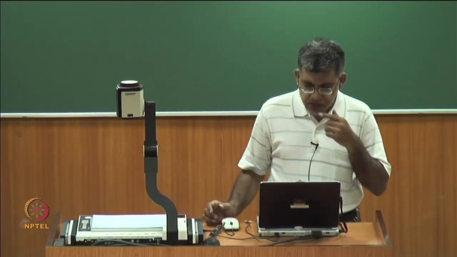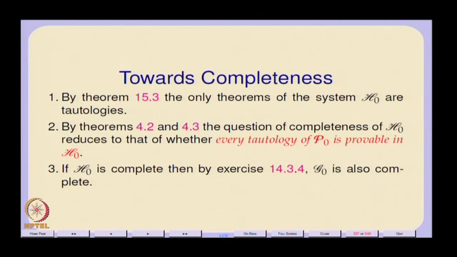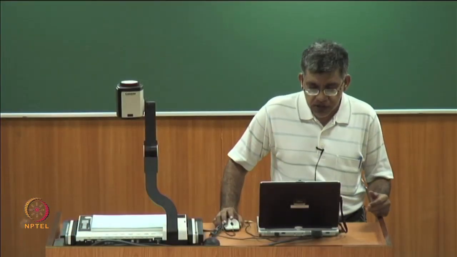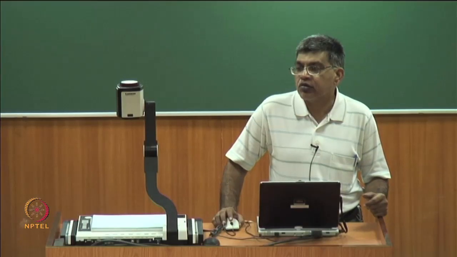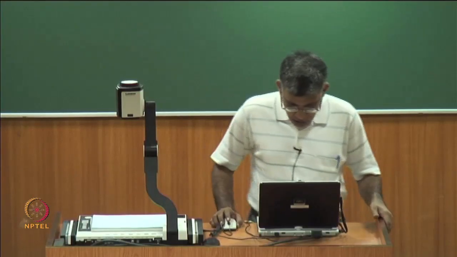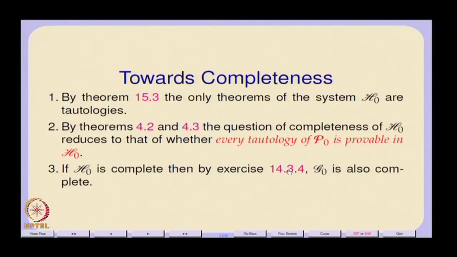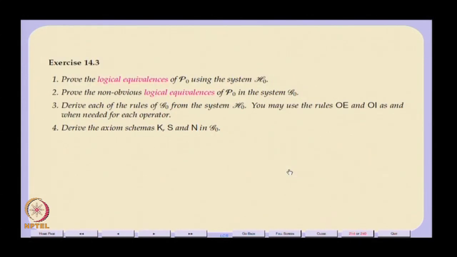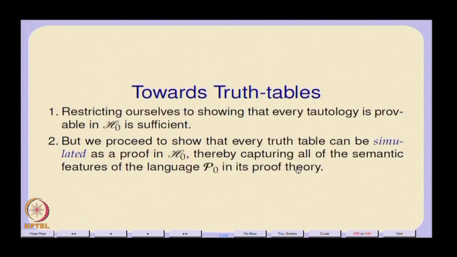What I said was, one thing is that the only formal theorems of the system are tautologies, but for completeness we need to show that every tautology is in fact provable in the system, right? A consequence of that is that if the Hilbert system is complete, then by the exercise in which you derive the axiom schemas Ks, S and N in the Gentzen system, it follows that the Gentzen system is also complete, right.